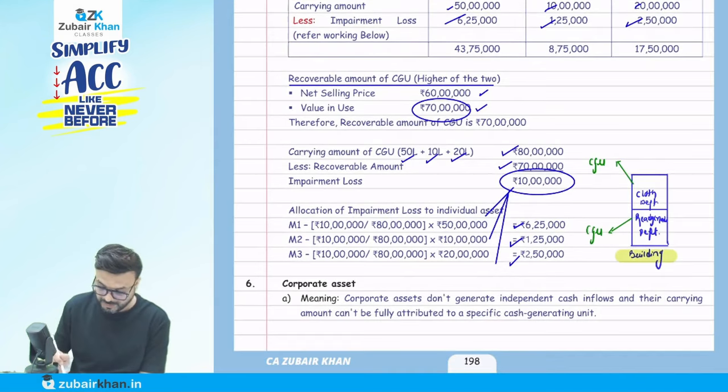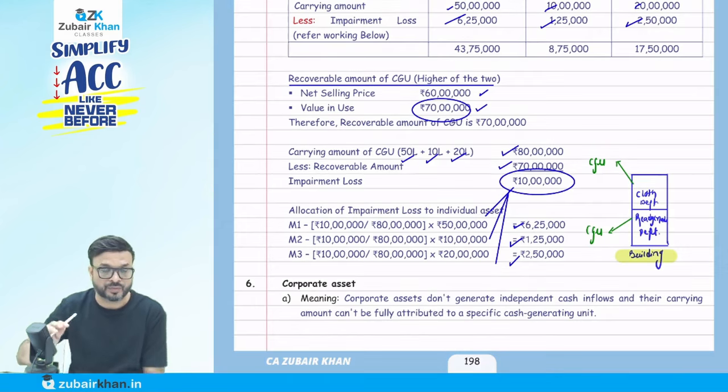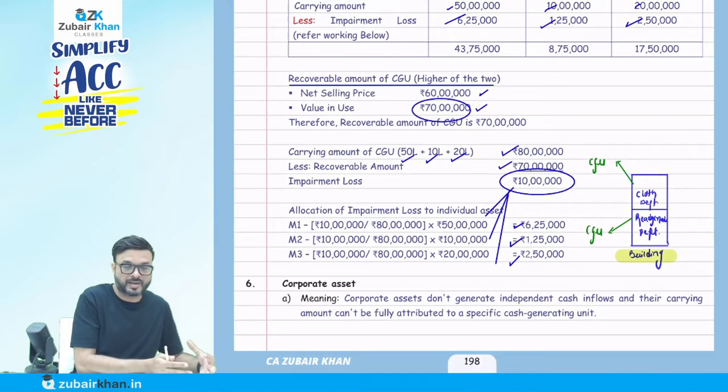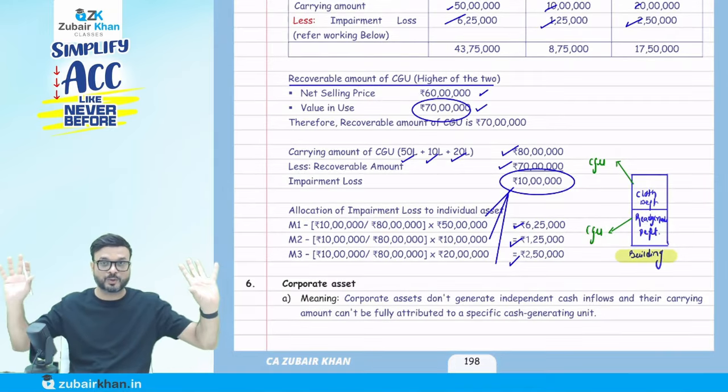Corporate asset means basically an asset which is used by separate CGUs, different CGUs. A CGU is a group of assets. For example, I have a building. It is used by the cloth department as well as the ready-made department. So these are CGUs of some assets, but this particular building is used by different cash generating units here.